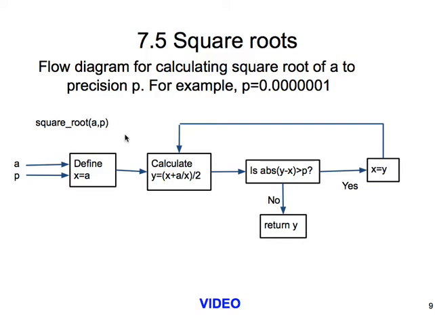In this video I'll be going over the flow diagram for a function we're going to create to calculate the square root. So the function will be square root, and it'll have two input arguments, a and p. This is the flow diagram for that square root function.